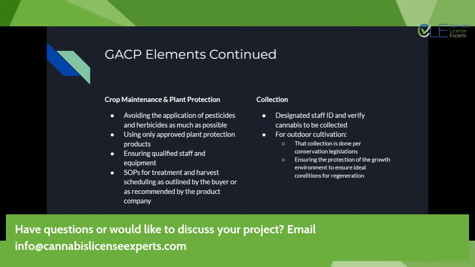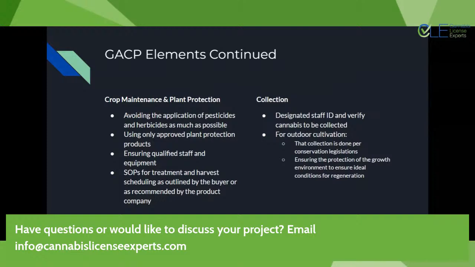Now we're going to move into crop maintenance and plant protection. What this entails is avoiding the application of pesticides and herbicides as much as possible. Whenever you can grow naturally or use a natural product to control pest management, it is highly recommended when working with the international market. There are a lot of pesticides approved in North America that are not approved anywhere else in the world. And once you start looking into why, you don't want to use them anymore either.